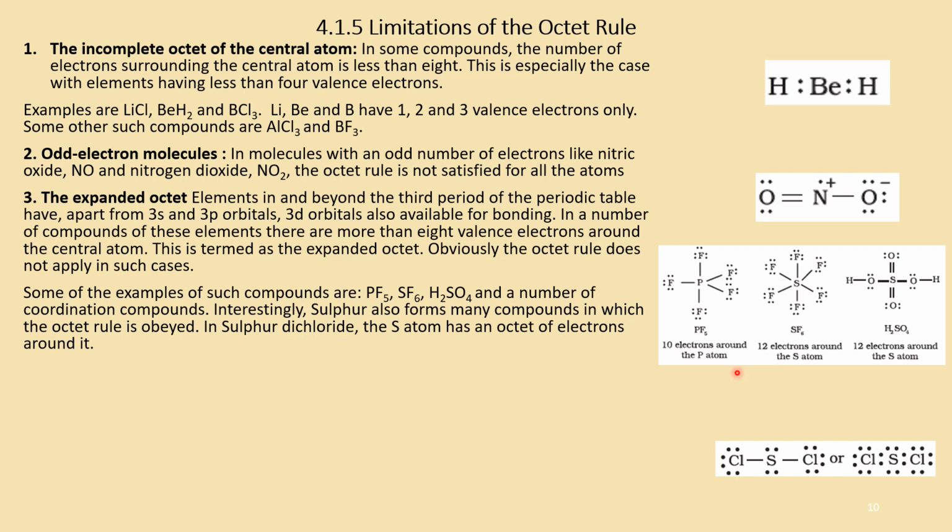Interestingly, sulfur also forms many compounds in which the octet rule is obeyed. In sulfur dichloride, the S atom has an octet of electrons around it. Please see the diagram on the right hand side in respect of PF5, where there are 10 electrons around the P atom, and SF6, 12 electrons around the S atom. Please pause the video and note down these Lewis dot structure figures.